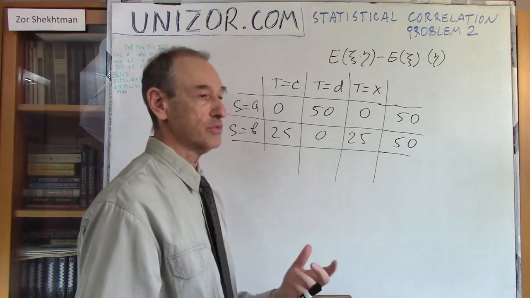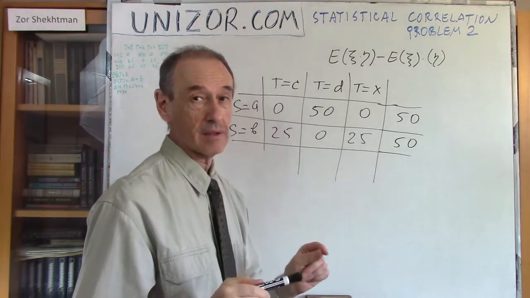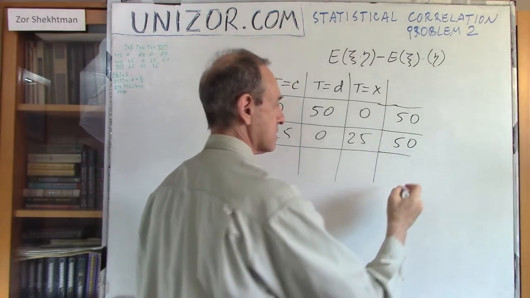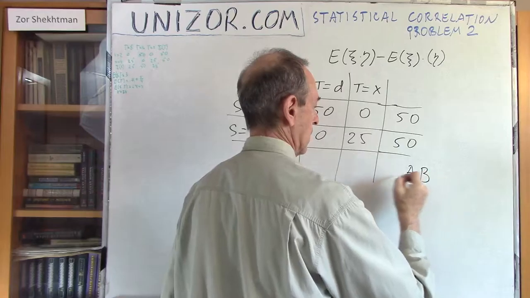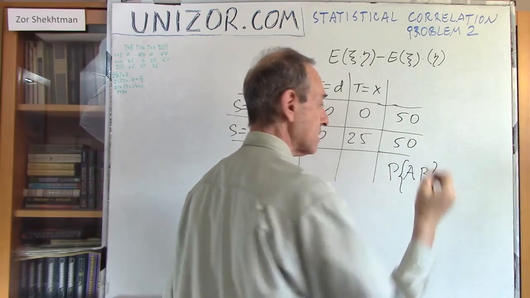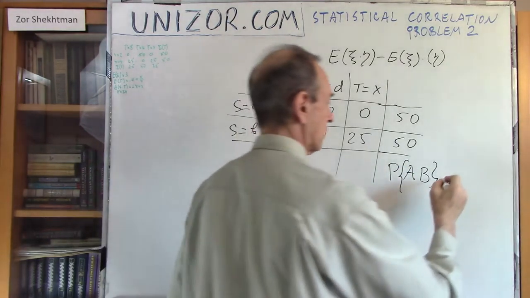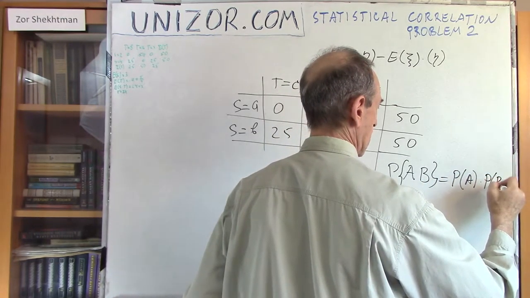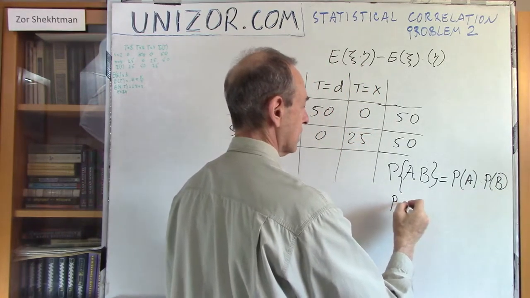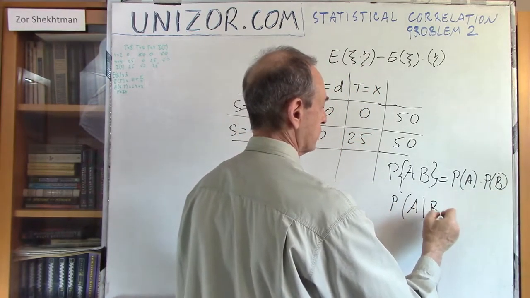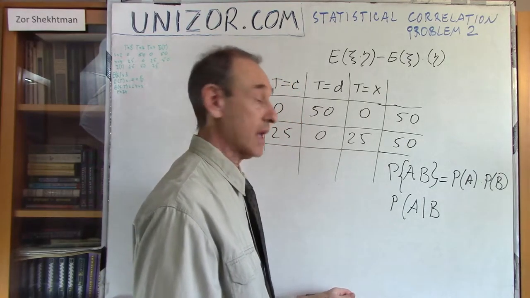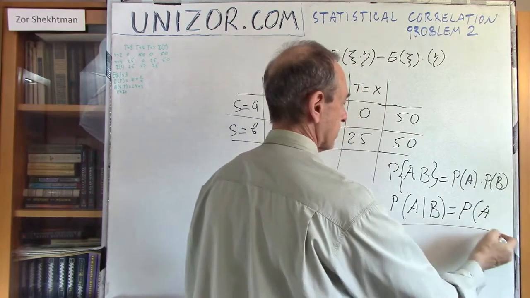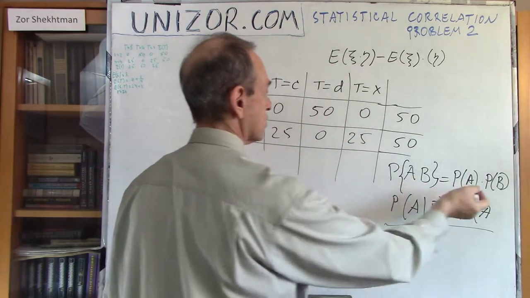Now, how can I prove that there is a dependency in a really mathematical sense? Very easily. You remember that if two events are independent, then the probability of simultaneous occurrence is equal to the product of their probabilities, right? Or, which is exactly the same thing, the conditional probability of one event under the condition that another occurred is equal to the unconditional probability. That's what independence basically is. Let's just check this.